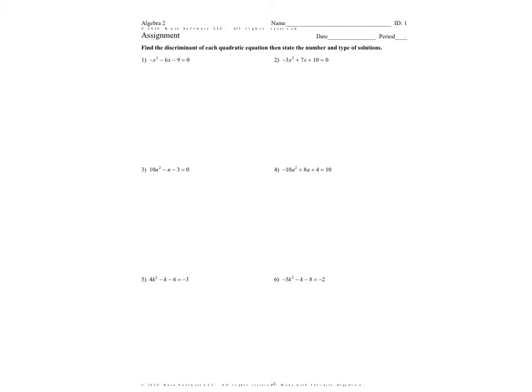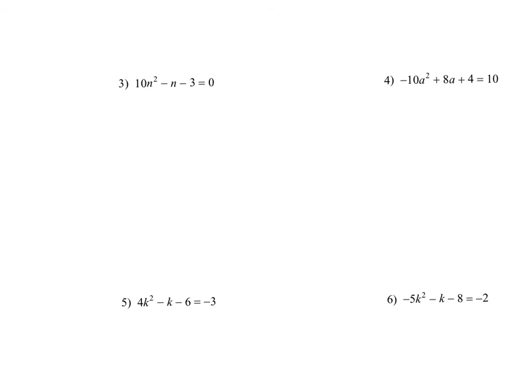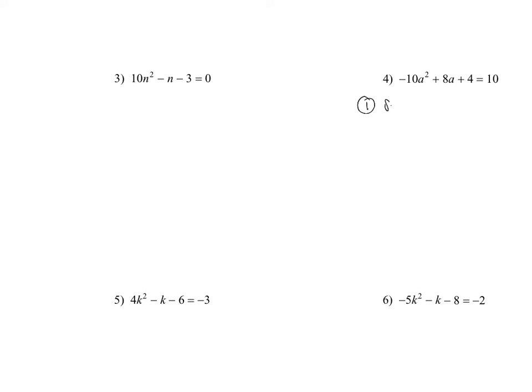All right, so we're going to go over a few examples, okay? So, number 3. When we are doing the discriminant, the first thing we need to do is make sure that we're in standard form, okay? And we're set equal to 0. So, step 1, set equal to 0 / make sure we are in standard form. Okay, so in number 3, we are in standard form and we are set equal to 0.